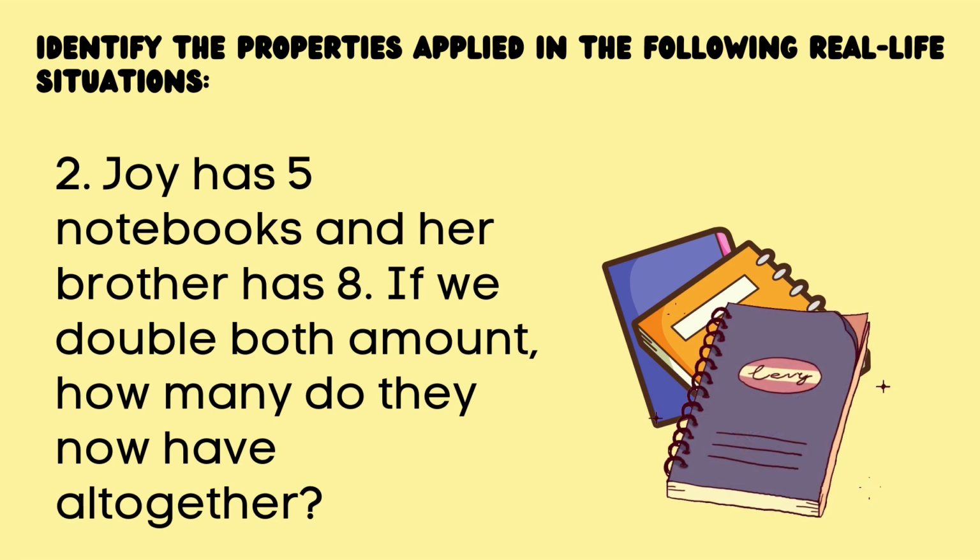Okay, another one, we have Joy has 5 notebooks and her brother has 8. If we double both amounts, how many do they have altogether? What do you think? What property is being applied? If your answer is distributive property, then you are correct because you added first or doubled. When you say doubled, it means times 2.